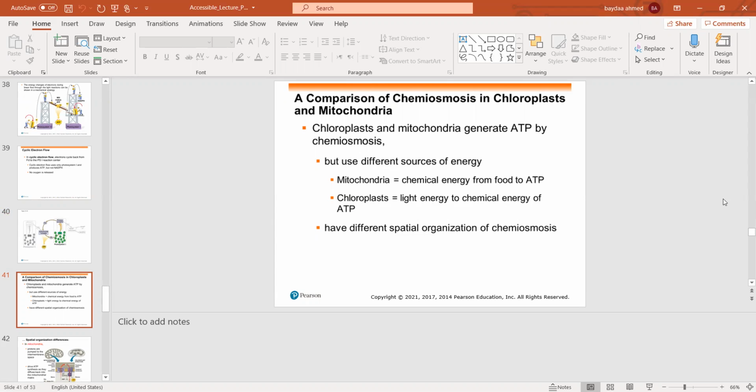Chloroplasts don't need molecules from food to make ATP. Their photosystems capture light energy and use it to drive the electrons from water to the top of the transport chain. In other words, mitochondria use chemiosmosis to transfer chemical energy from food molecules to ATP, whereas chloroplasts use it to transform light energy into chemical energy in ATP.